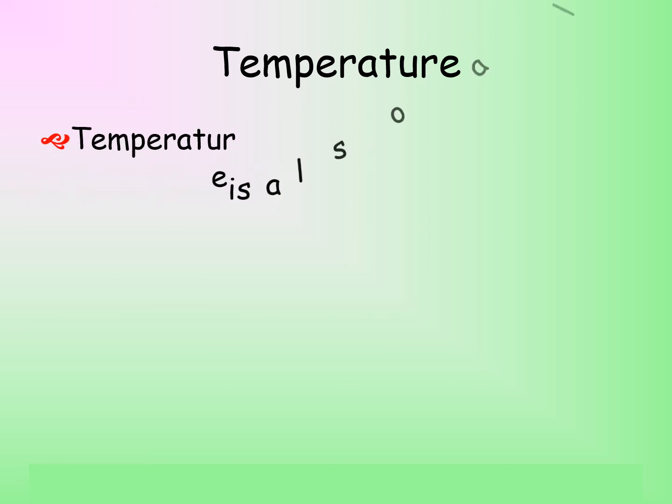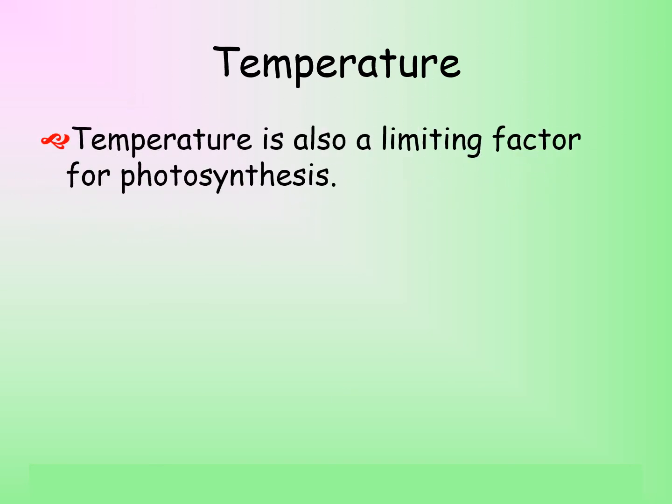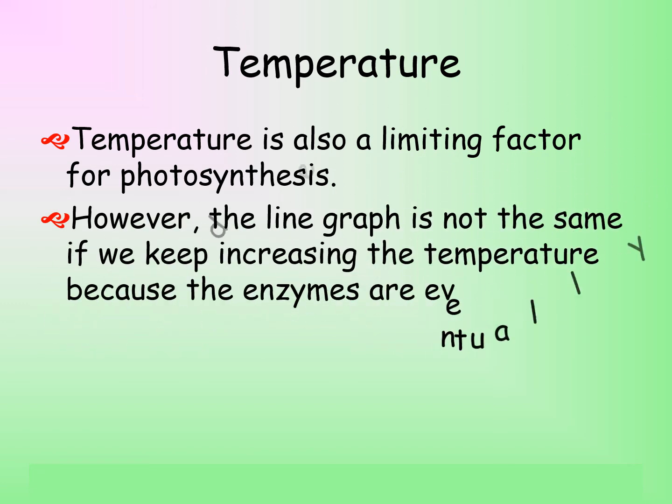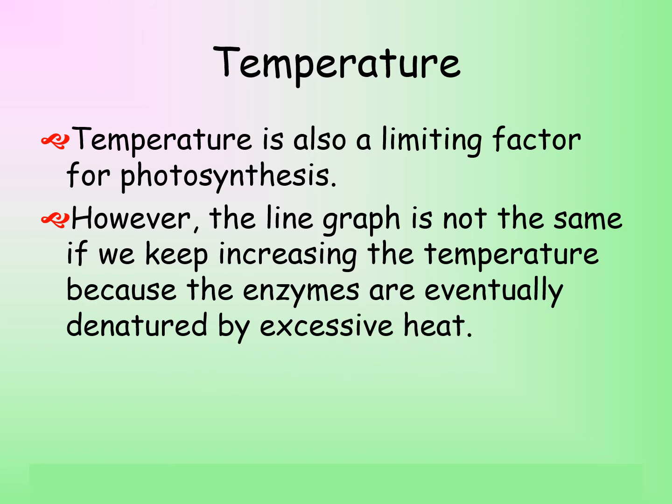Temperature. Temperature is also a limiting factor for photosynthesis. Now, the light-dependent stage is not affected by temperature, but carbon fixation is. And because it's all about the enzymes in carbon fixation, the graph is not going to be the same. We are looking back at our enzyme temperature graph.